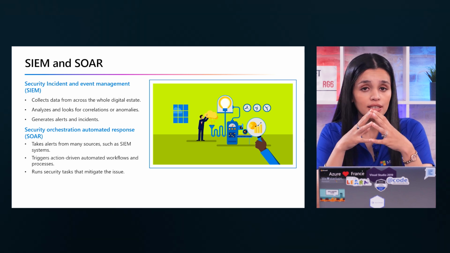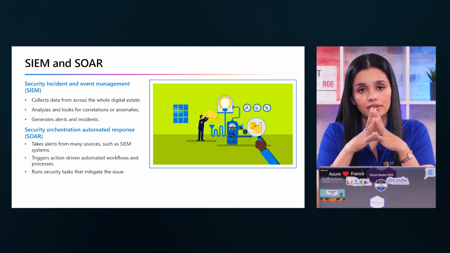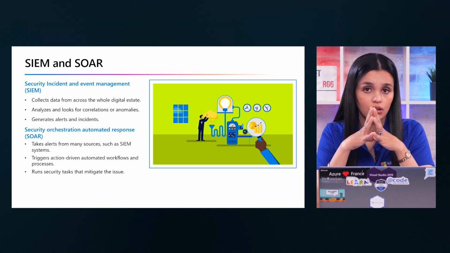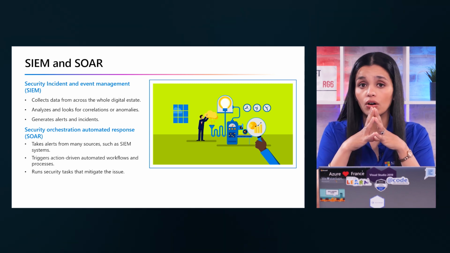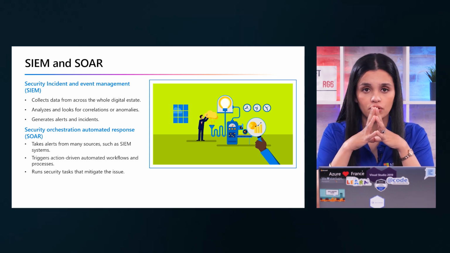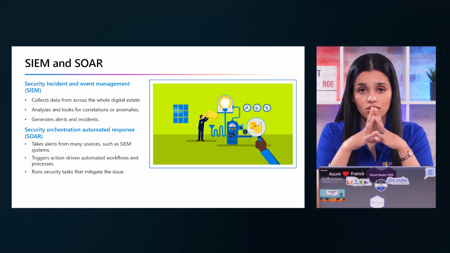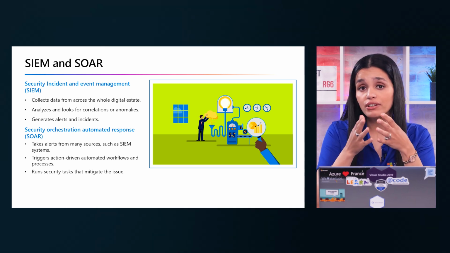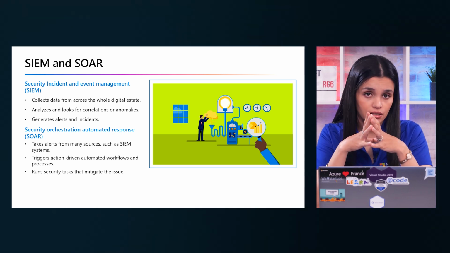SIEM is Security Information and Event Management. A SIEM system is a tool that an organization uses to collect data from across the whole estate, including infrastructure, software, and resources. It does analysis, looks for correlations or anomalies, and generates alerts and incidents.